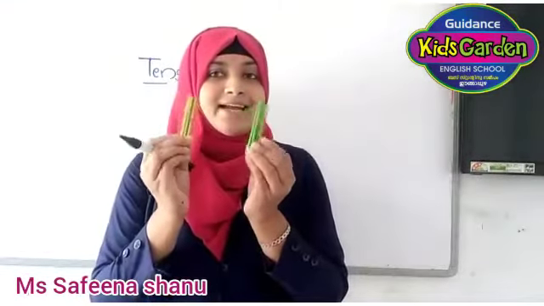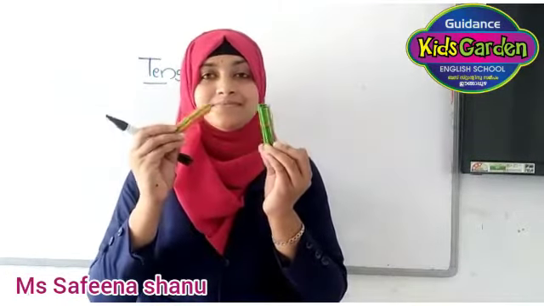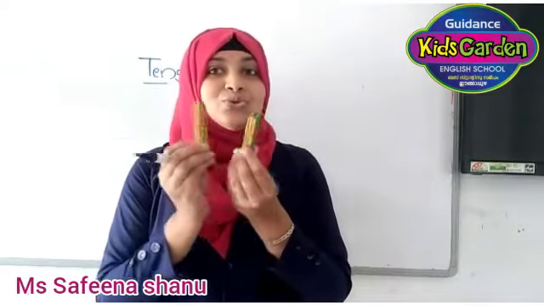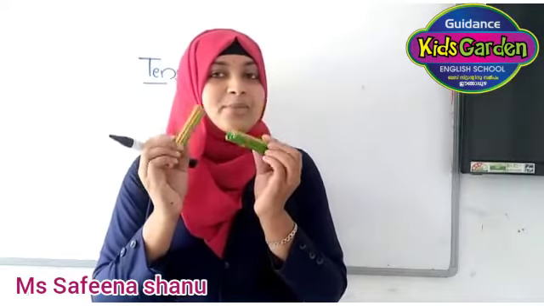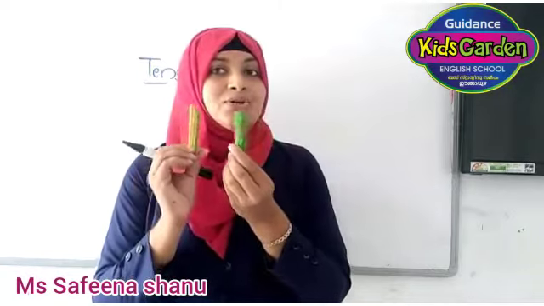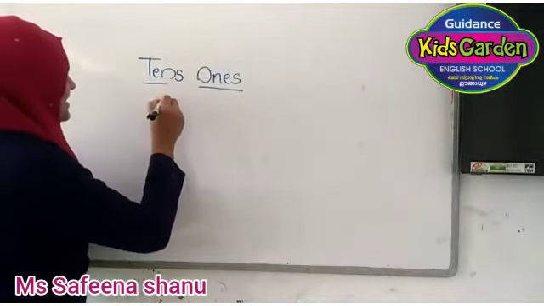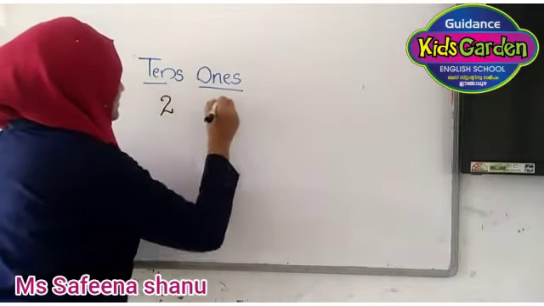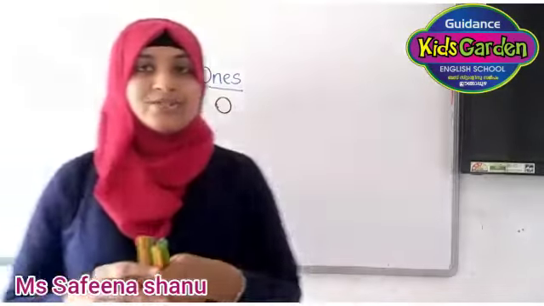How many tens in my hand? Yes, 2 tens. How many ones? No ones. 0 ones. 2 tens plus 0 ones is equal to 20.